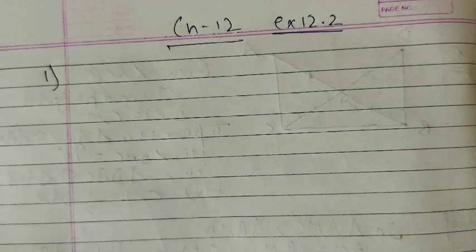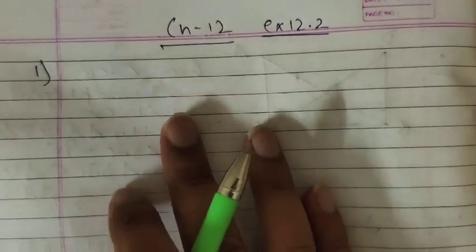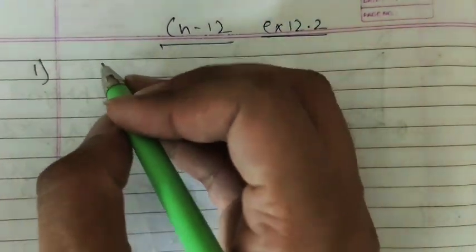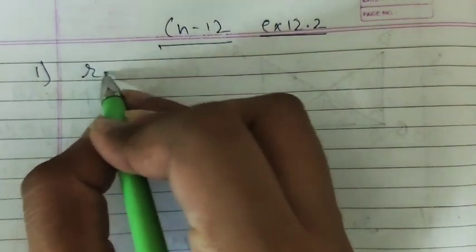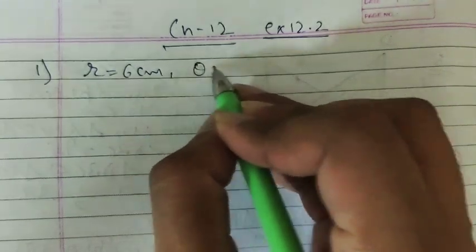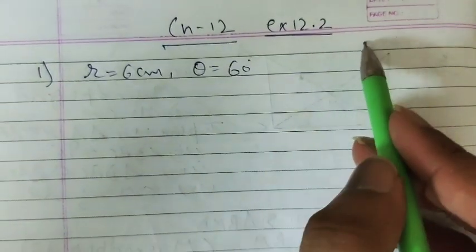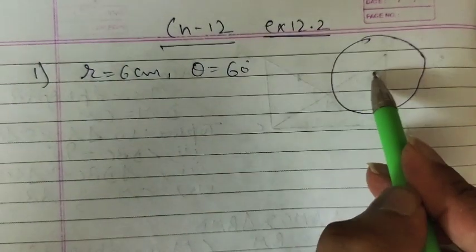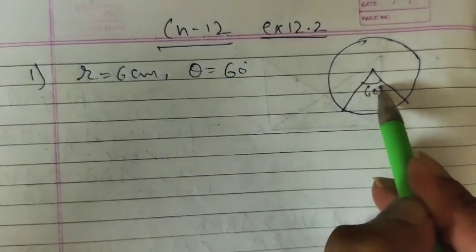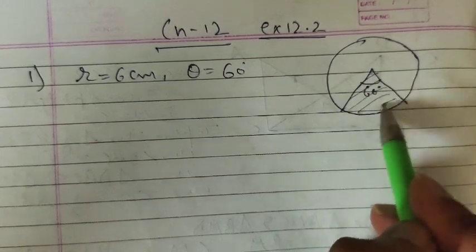So hello all, now this is exercise 12.2, chapter 12, question number first. Find the area of a sector of a circle with radius 6 centimeter. We have already written the formulas. Radius is 6 centimeter and angle of the sector theta is 60 degree. So what the question wants to say: if theta is 60 degree, we have to find out the area of the sector. This area we have to determine.